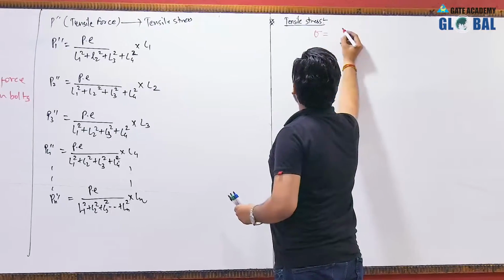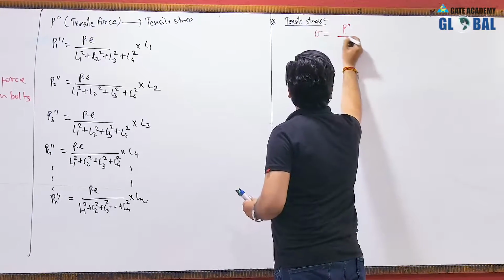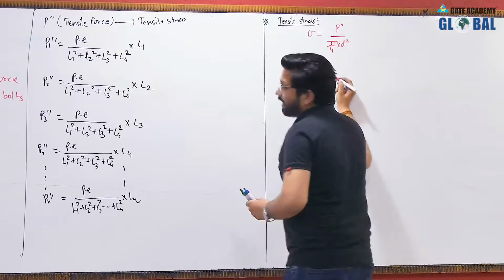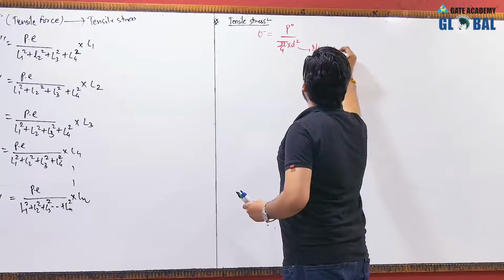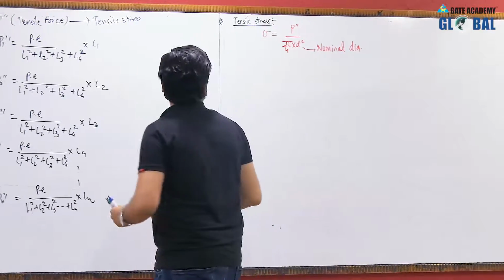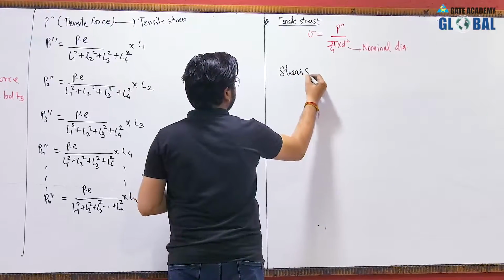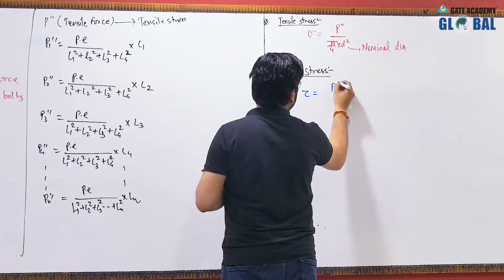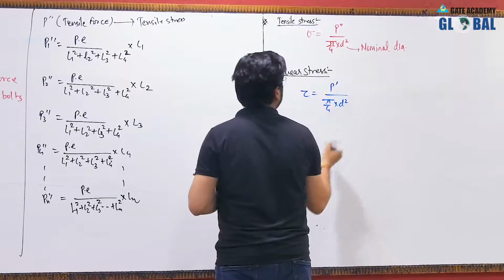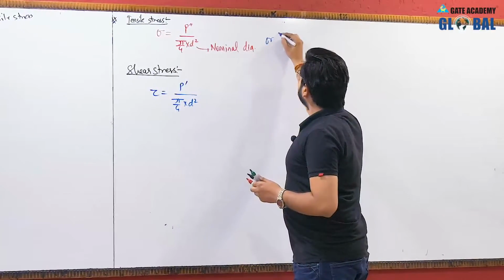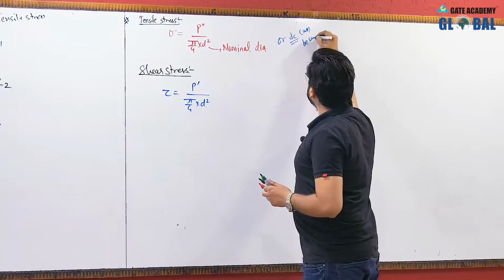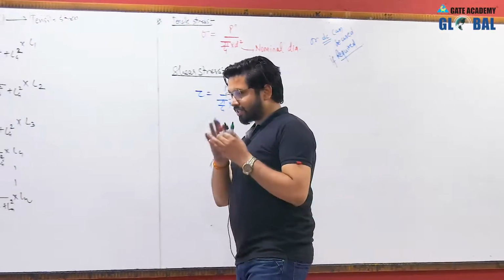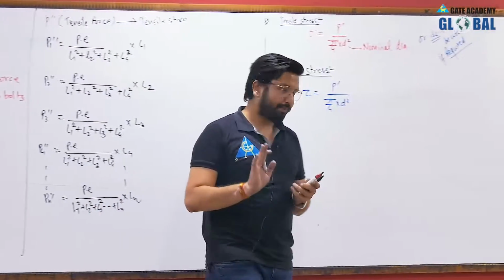So this tensile stress sigma will be equal to P double dash divided by the area, that is pi by 4 d square. D is the nominal diameter, okay. Now we can calculate the shear stress, that is tau, which is equal to P dash divided by pi by 4 d square, okay. Again this is the nominal diameter, or we can go for DC also. DC can be used if required, and this requirement will be based on the question. If this is not in the question, we will definitely go for the nominal diameter, okay.